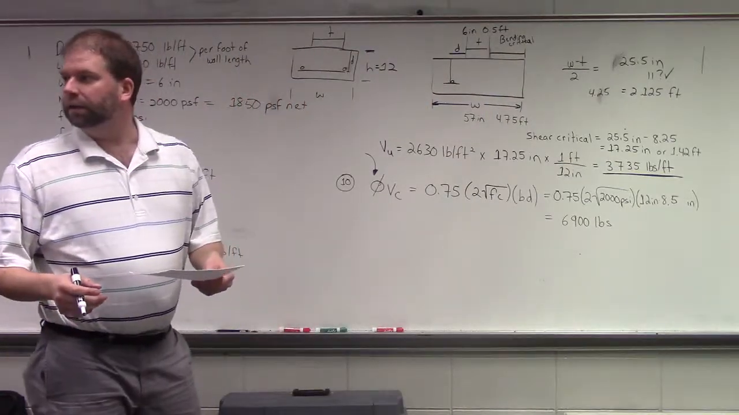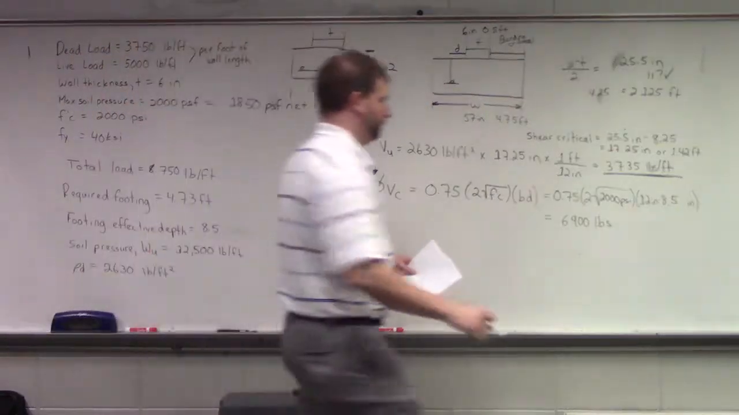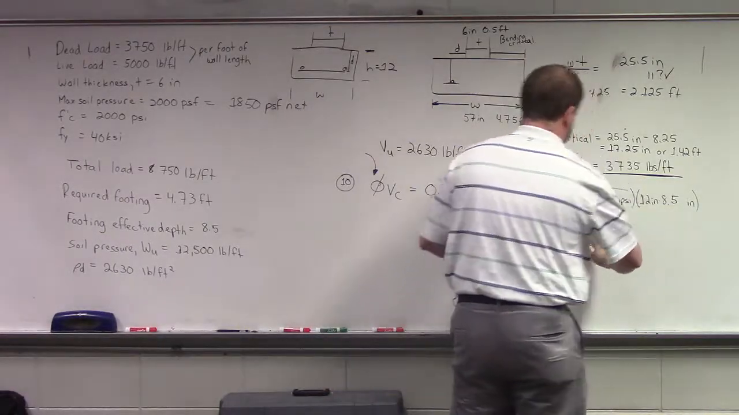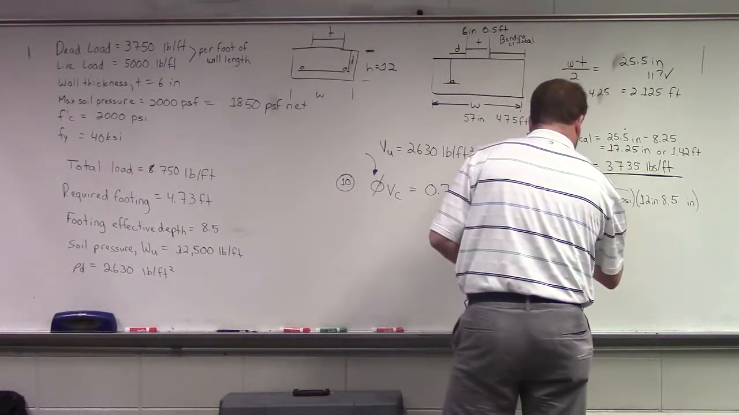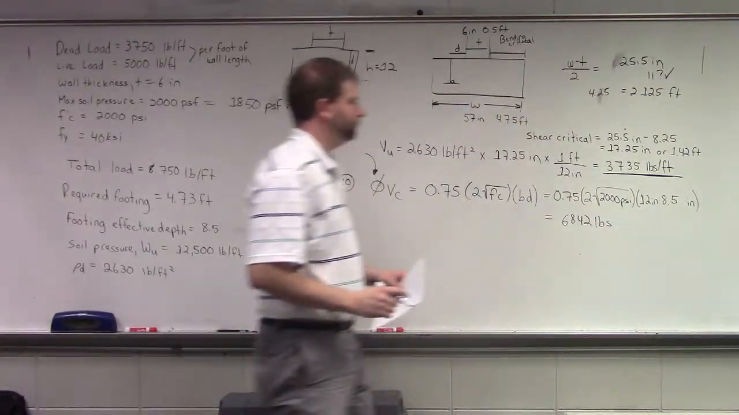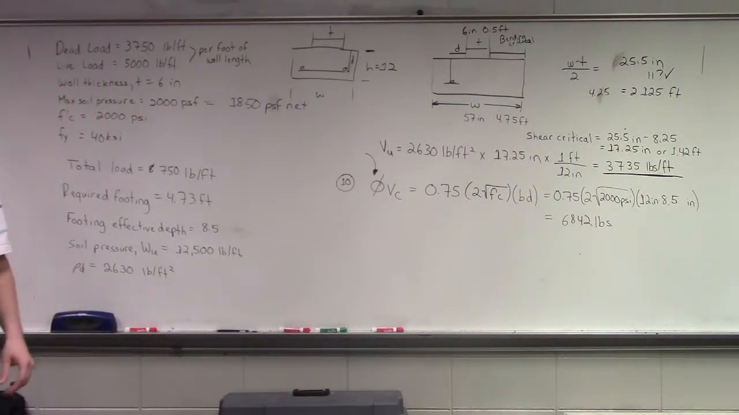I keep getting 3421. I got 6,842. What's the process you're typing in? It's a complicated one: 0.75 times parentheses, 2 times parentheses, square root... I was missing the two. There are a lot of small buttons, parentheses, square root. No, let me try that again.